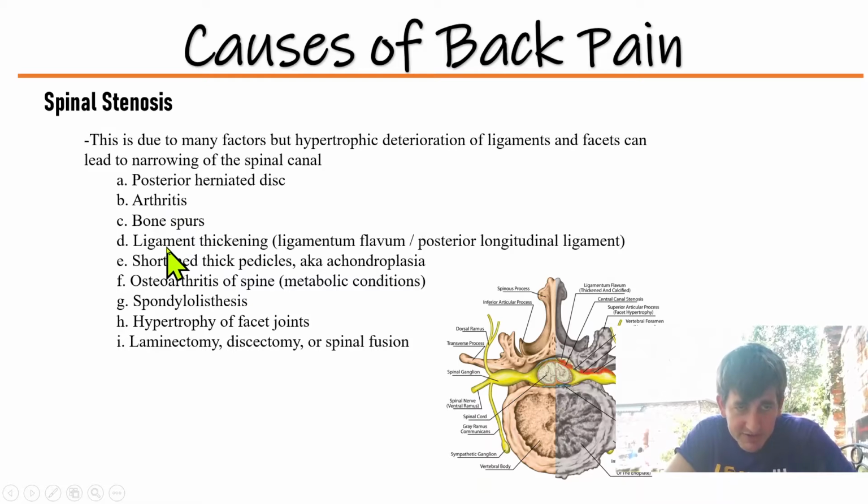Arthritis, bone spurs, ligament thickening. We talked about these two ligaments: ligamentum flavum in the back of the cord, and posterior longitudinal ligament, which is anterior to the cord but posterior to the vertebral body. Short and thick pedicles, aka achondroplasia, which I think is a congenital disorder. Osteoarthritis of the spine, metabolic conditions, spondylolisthesis, hypertrophy of facet joints, and laminectomy, discectomy.